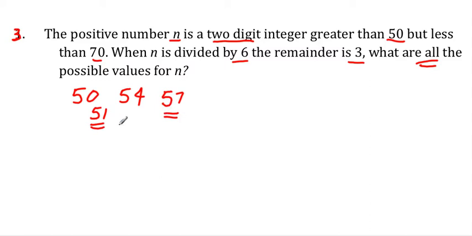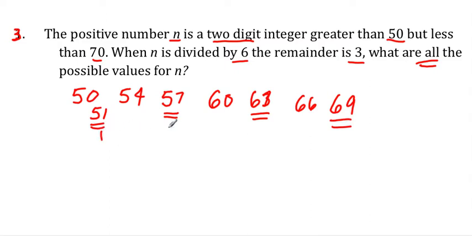And now the fun begins. We just begin to add 6 to the number. So the next multiple of 6 here is 60, and then 63. 63 would have a remainder of 3. 66 is the next multiple, and then 69. Boy, I really screwed this one up. I missed it. 1, 2, 3, 4 possible answers.